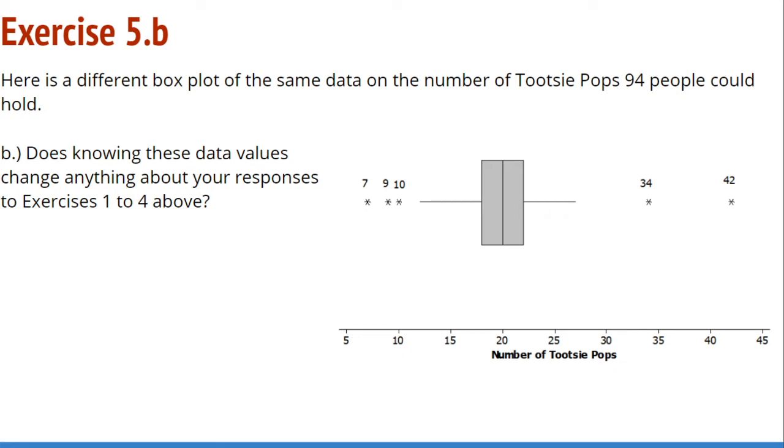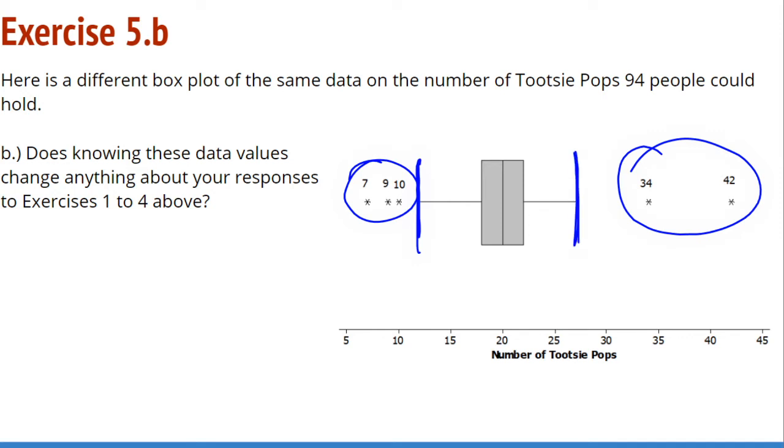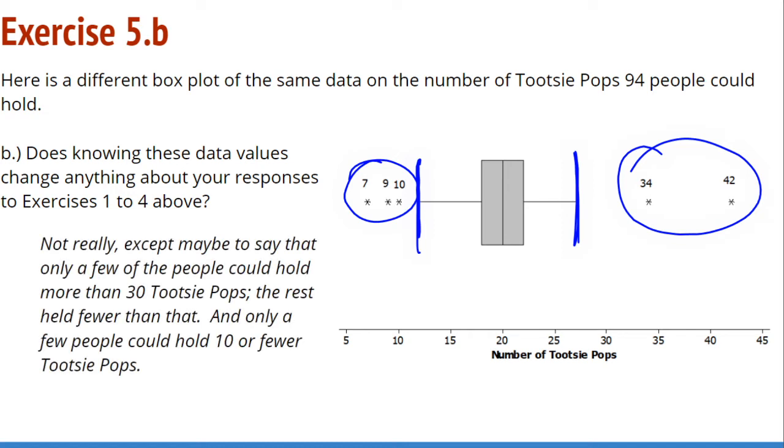So does knowing these data values, in other words, knowing that these are kind of out there and that the other 89 are right here, change anything about your answers to questions 1 through 4? Well, not really, except to maybe say that only a few people could hold more than 30 Tootsie Pops, and that the rest held fewer than that, and only a few people could hold 10 or fewer Tootsie Pops. So it doesn't change too much about exercises 1 through 4.